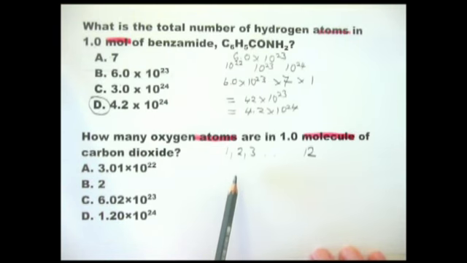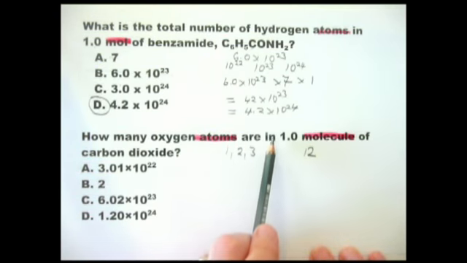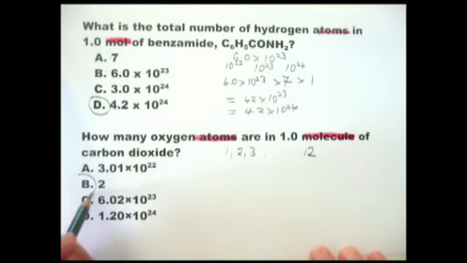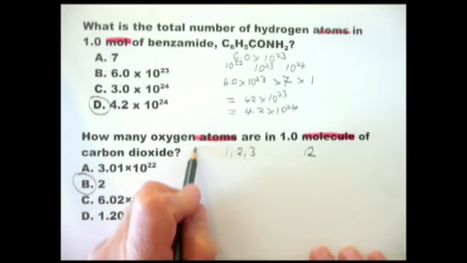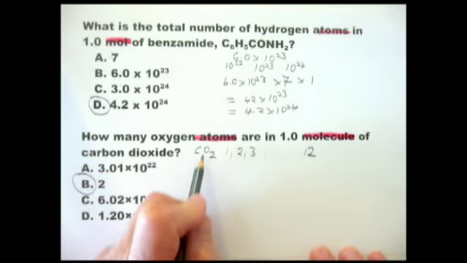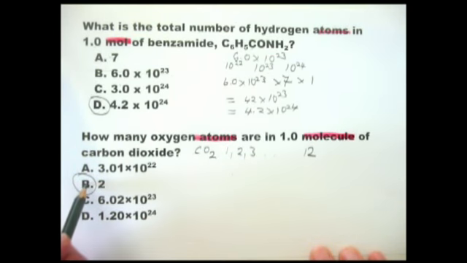Now when you go to this question, you know you're looking for a small number. You can immediately do that without even knowing the formula of carbon dioxide, but you do know the formula of carbon dioxide. It's CO2, and there are 2 oxygen atoms there.